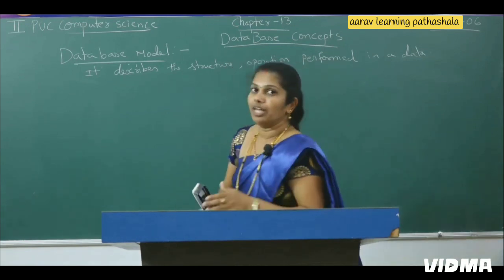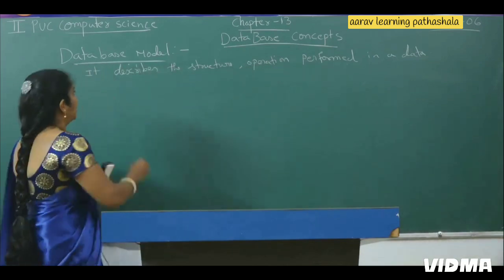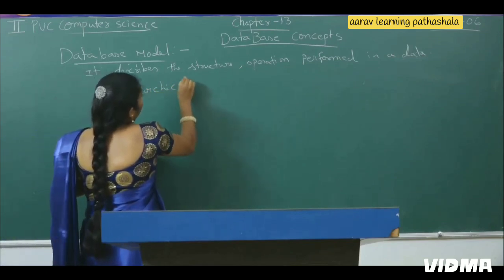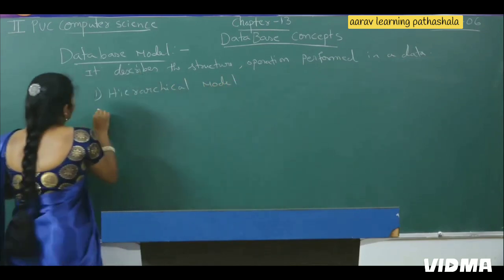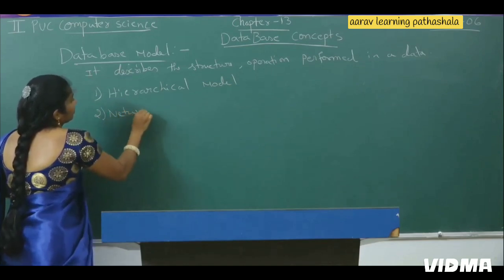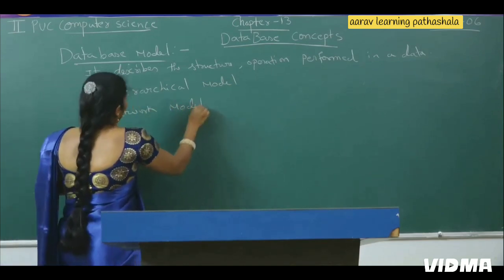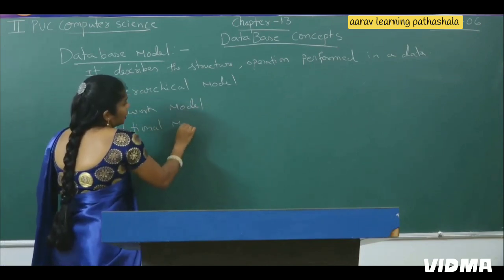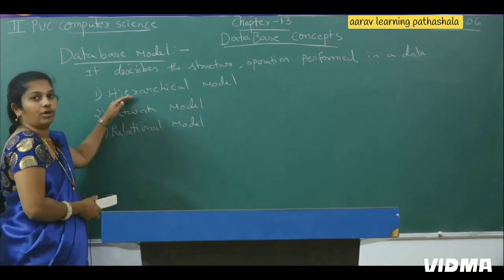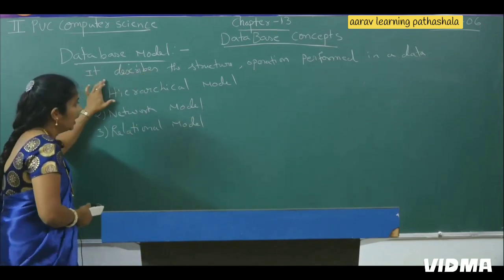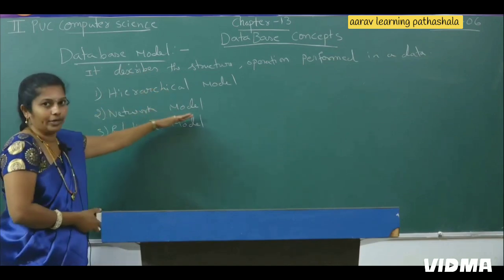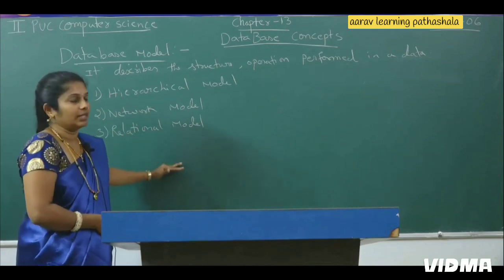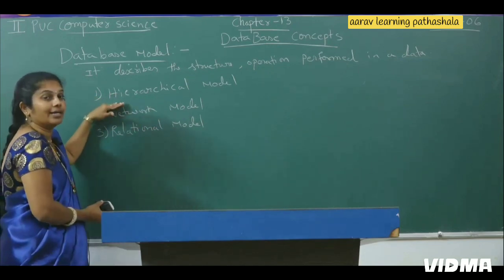When we come to the database model, we have three types of database model. The first one is the hierarchical model. The second one, the network model. The third one is the relational model. There are three types of database models: the first one, hierarchical model, network model, and the last one is the relational model. Now we will explain one by one. First we will explain the hierarchical model.